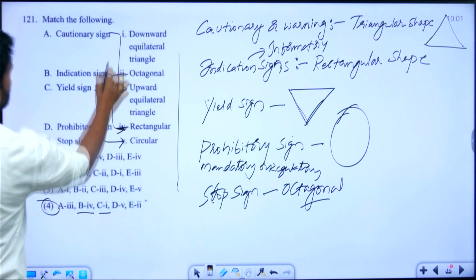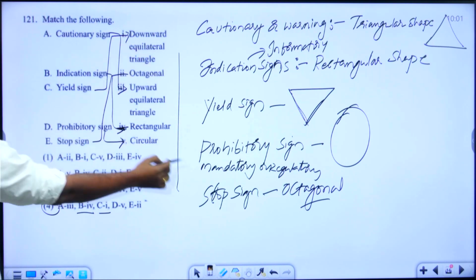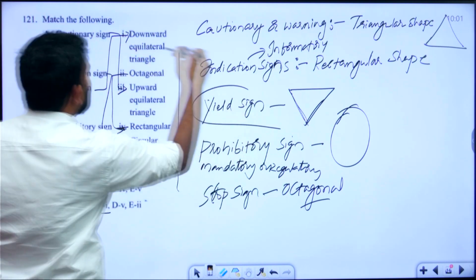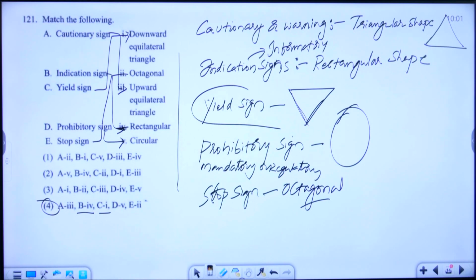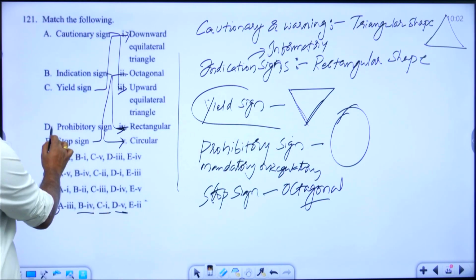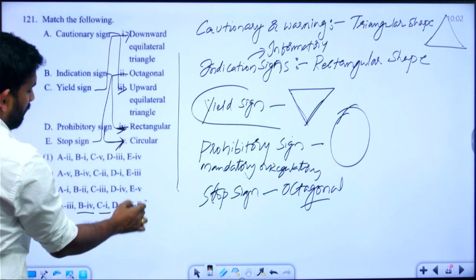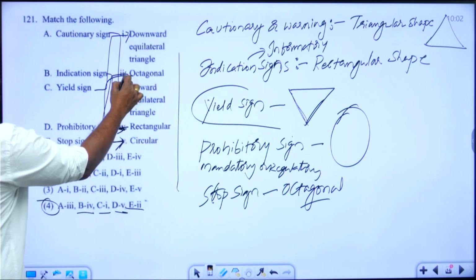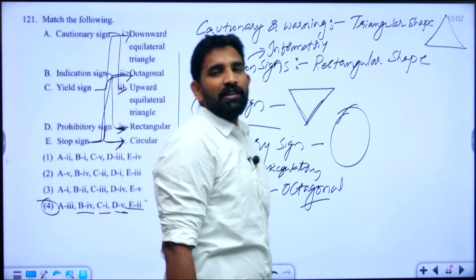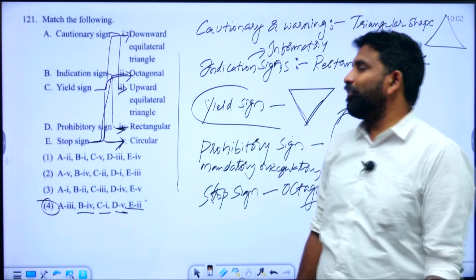Yield sign, I have already written here, the downward equilateral triangular shape. And D comes out to be 5, and E comes out to be 2, that is octagonal. We just have to have an idea about these signs so that we will be easily able to answer this question.